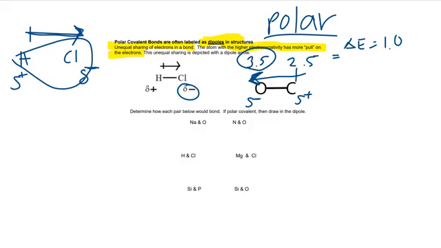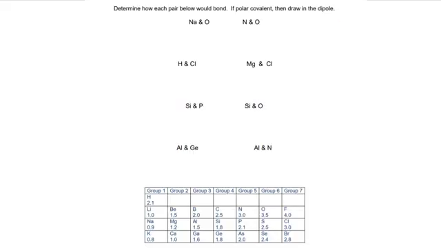Okay, so now we're going to look at a bunch of pairs here. We're going to figure out what kind of bonds each of these would form. And here's electronegativity numbers down here at the bottom. So if it is polar covalent, then we need to draw it in. I like to start by going, okay, well, do I have any metals? Because if I have metals, I probably have an ionic compound.